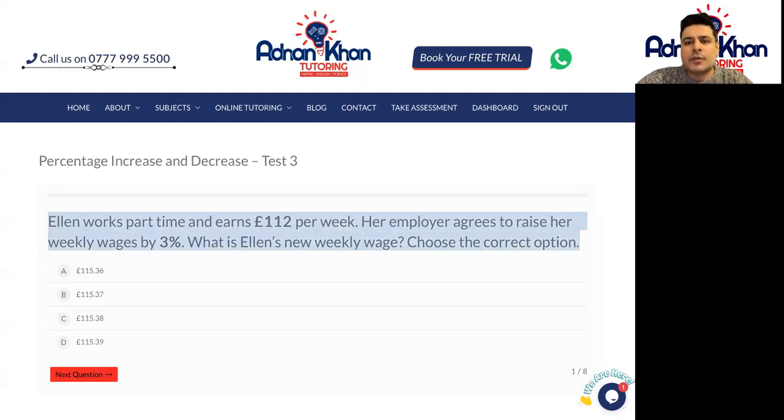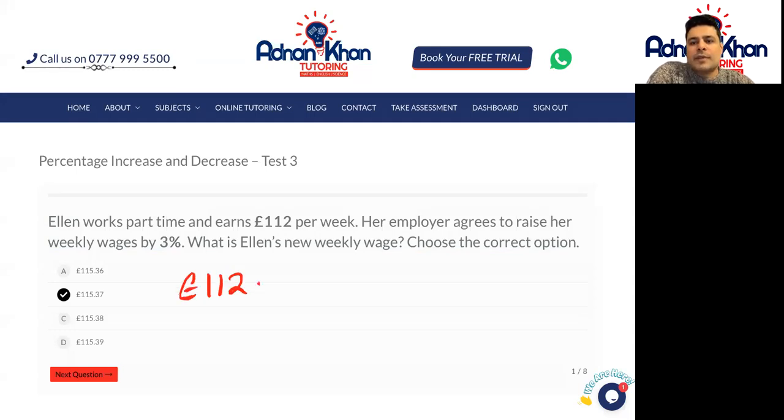So in this first question, Ellen works part-time and earns £112 per week. Her employer agrees to raise her weekly wages by 3%. What is Ellen's new weekly wage? Let's try this example first of all. Our number is £112. Now we need to work out what 3% stands for. Let's do it step by step, one at a time.